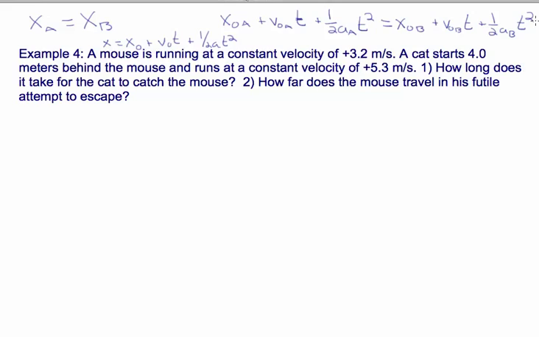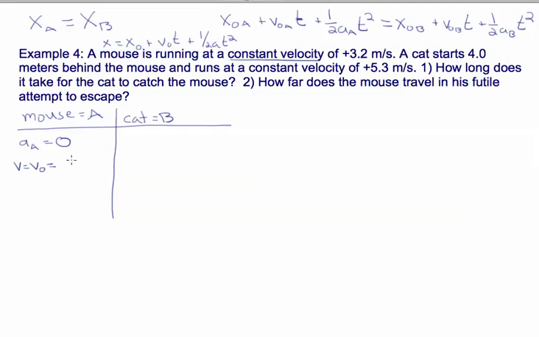A mouse is running at a constant velocity of 3.2 meters per second. So we have object A is going to be the mouse. It doesn't really matter. It's just the first one. And our cat is going to be object B. So the mouse is running at a constant velocity. That gives us information before we even get to the number. We know the acceleration of our mouse is 0. And his final velocity and his initial velocity is 3.2 meters per second. The cat starts 4 meters behind the mouse.